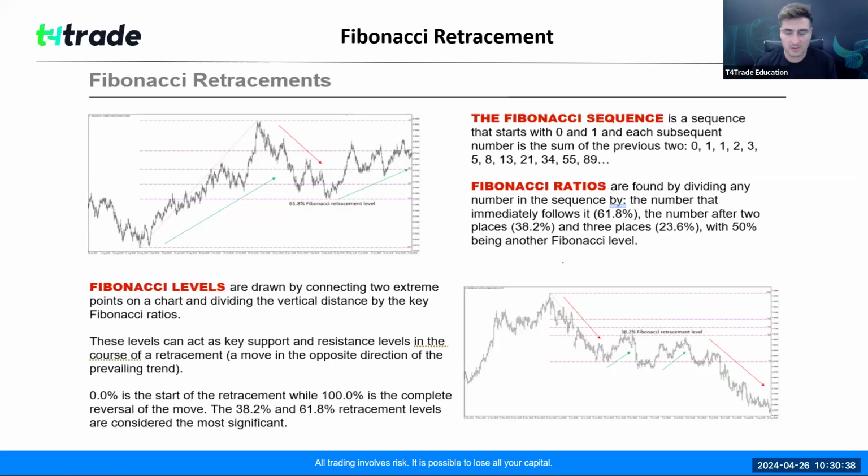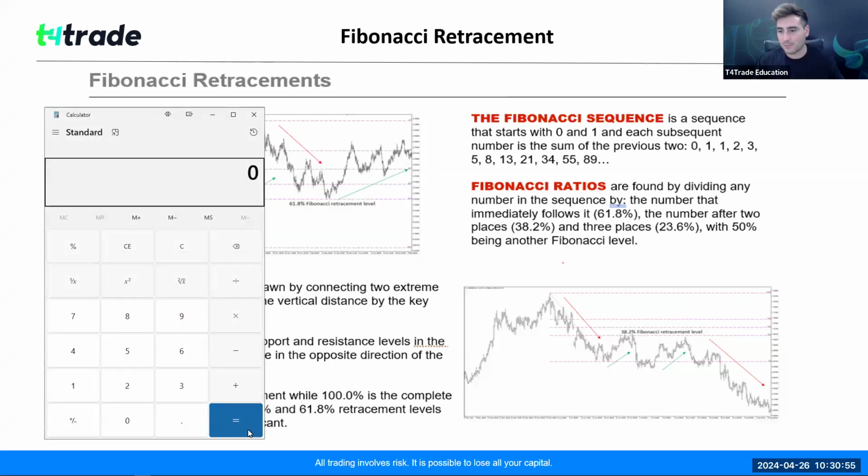How are they calculated? Pretty simple. You divide any number in the sequence, and we mean any, by the number that immediately follows it. Give me one second to get my calculator up just for your visual illustration.